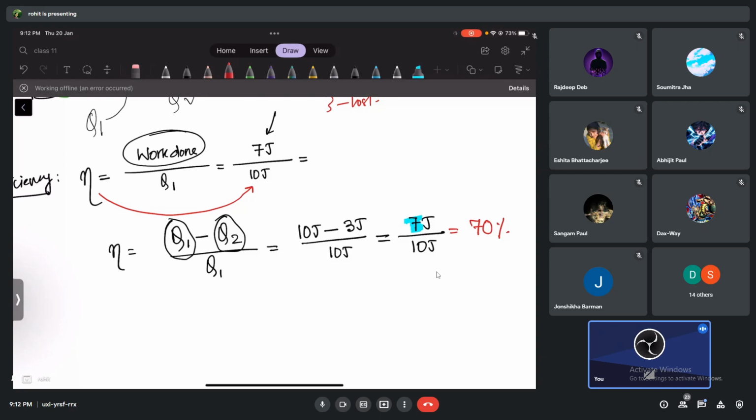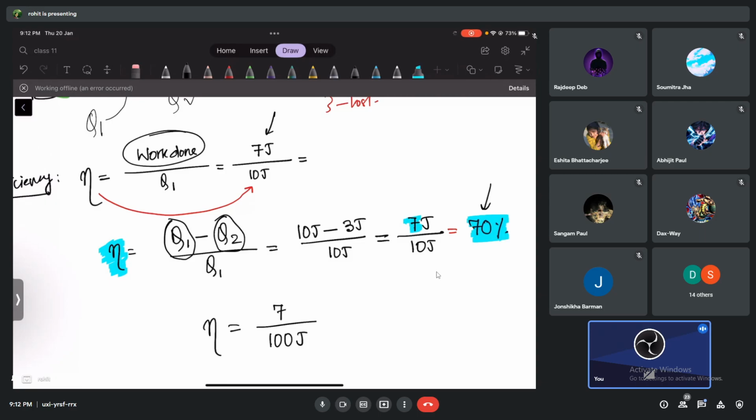70%. 7 out of 10 is how much percentage? 70%. That means the efficiency of the heat engine right now that I've taken is 70%. If efficiency is 70% and suppose the source is giving me 100 joules, how much work do you think the heat engine can do?